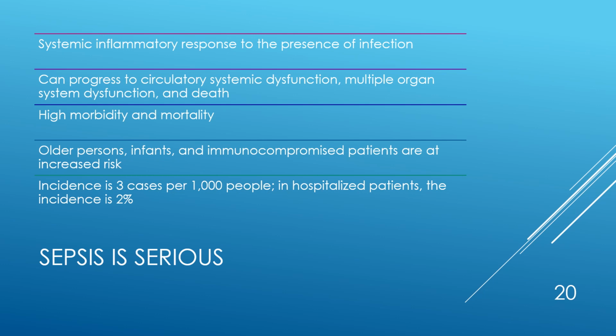The incidence of sepsis is about 3 cases in every 1,000 people. It's really severe, and it's caused by infection, and it really can progress rather seriously. I'm going to talk a little bit more about that on the next slide.